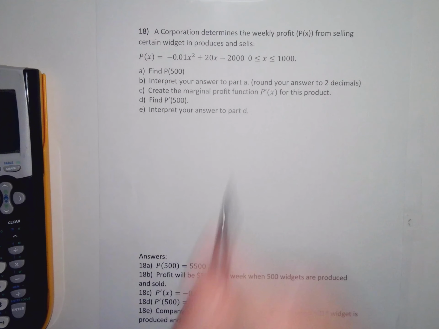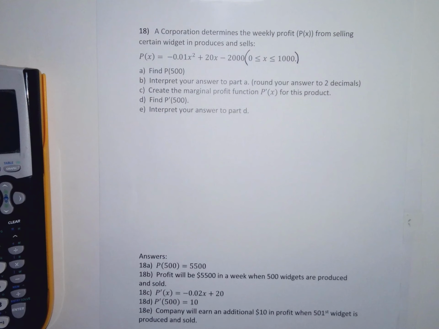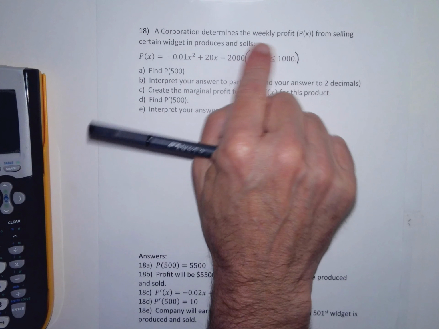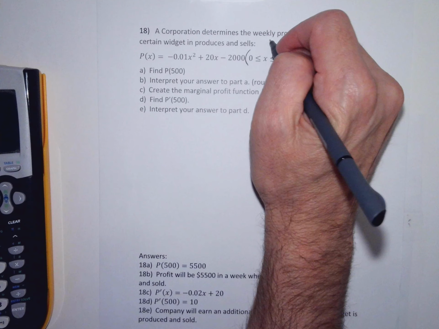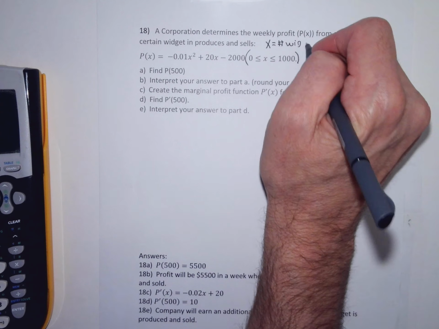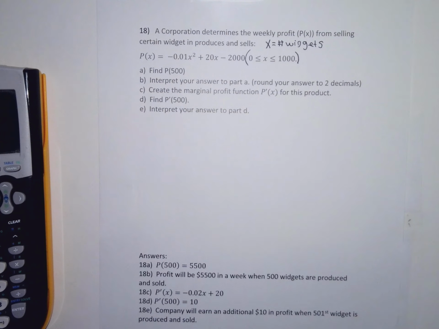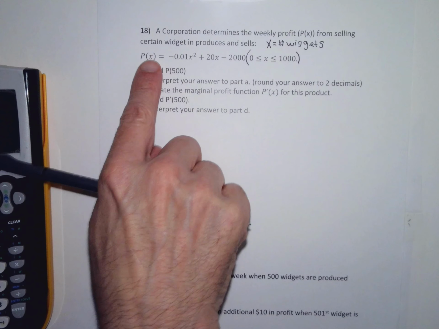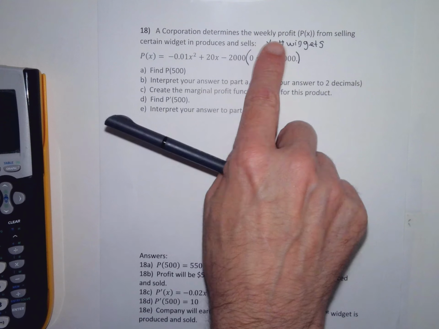cost. And this parenthetical comment says this formula is only going to work for the first 1,000 units. In this case, we're making widgets. So a corporation determines the weekly profit P of X from selling a certain widget. I guess X is the number of widgets that they sell. It's not really stated so nicely, but it's implied by the way the problem is written. So this is a profit function. If I plug numbers into it, it gives me the total profit for selling that many widgets.